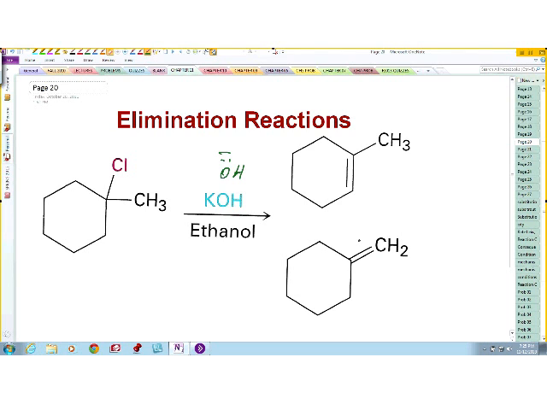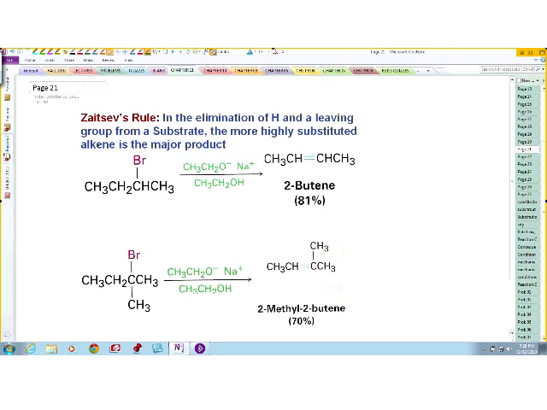When it comes to elimination reactions, there is a rule in organic chemistry called the Zaitsev rule. That rule simply says, in the elimination of a hydrogen and a leaving group from a substrate, the more highly substituted alkene is the major product. That is Zaitsev's rule. Now, by the way, when it comes to elimination reactions, we refer to the nucleophile, which is the ethoxide here, as a base.